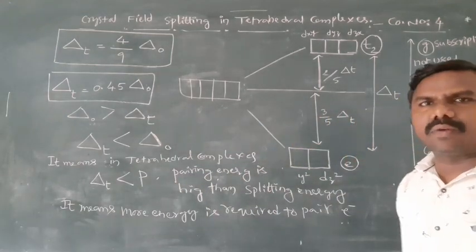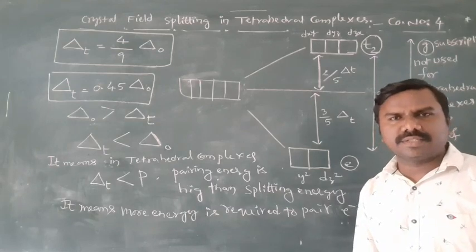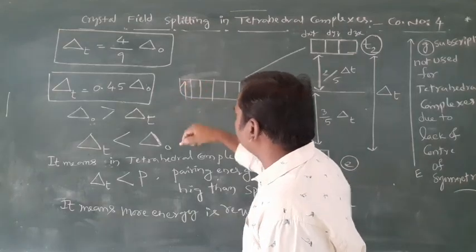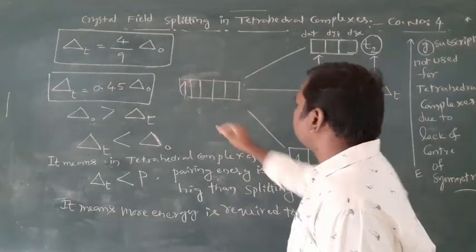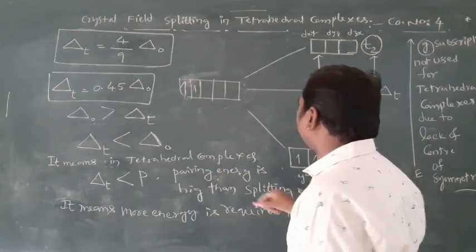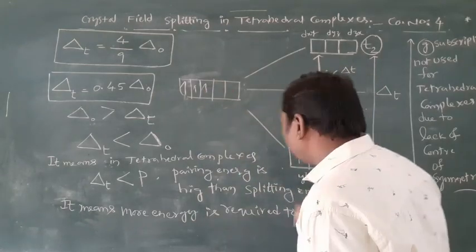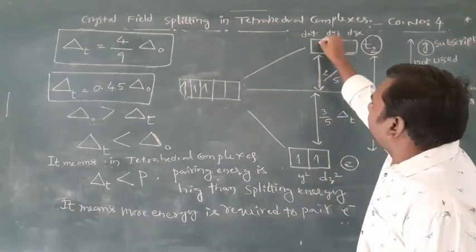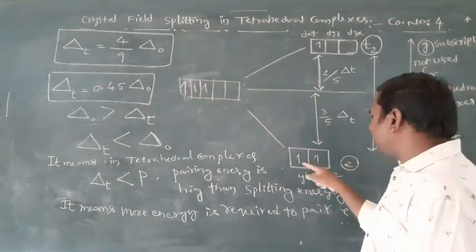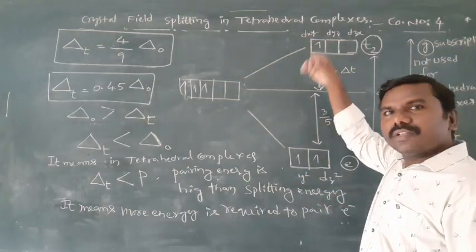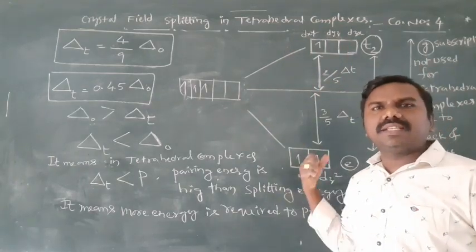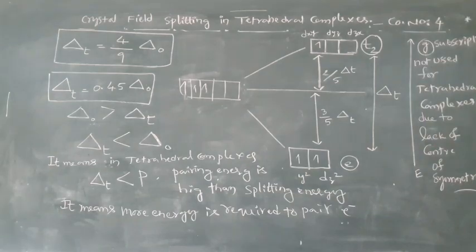More energy is required to pair electrons. It means first electron, okay. Second electron, okay. Third electron, difficult to pair because pairing energy is more. It means plus half, plus half, plus half. Spin will be increased. That's why it is a high spin complex.